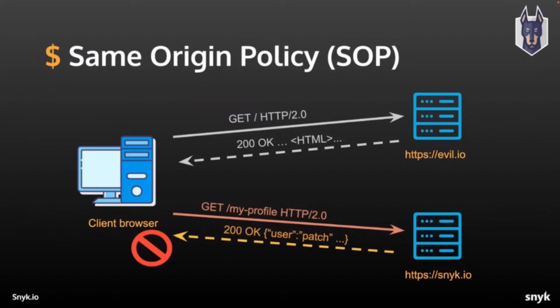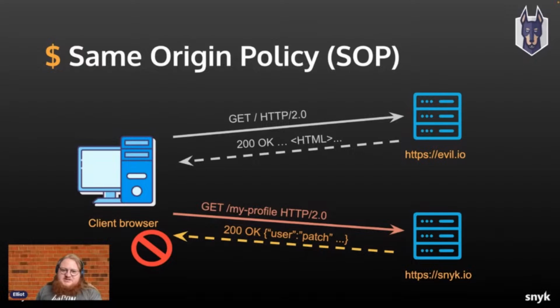Let's look at what this would look like under a normal HTTP scenario. If we go to evil.io in our browser, this will return a page to us, and this page has some malicious JavaScript. That malicious JavaScript then opens up an XHR or AJAX request to my profile on Snyk.io. What would happen in a typical case, if we're ignoring, for example, SameSite cookies, which makes this a little bit more complex, is that historically, when you make this request, the cookies would be sent along with the request. The server would then send back the response to the browser.